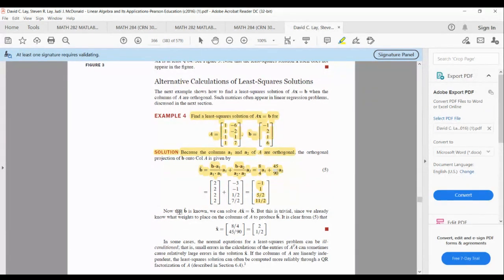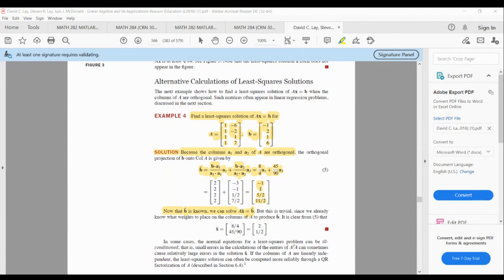Now they mentioned that since B hat is known, we can solve for the least squares solution x hat. But that's trivial because we know that we would just, hold on, let me just see here. Yeah, it's clear from equation 5 the projection vector b hat is equal to 2 times the vector a1. Okay, 8 over 4 is 2, plus 45/90ths is a half. So the least squares solution is 2.5.